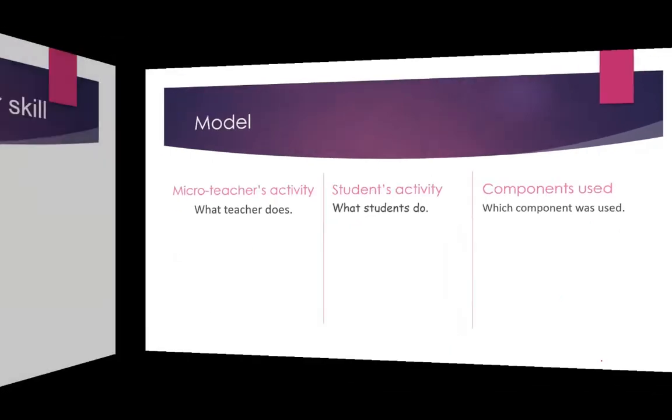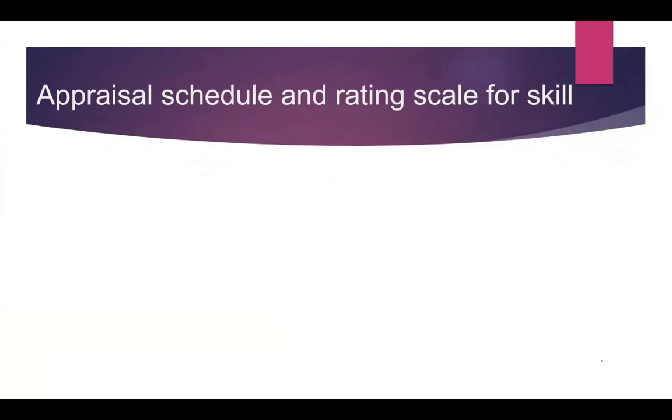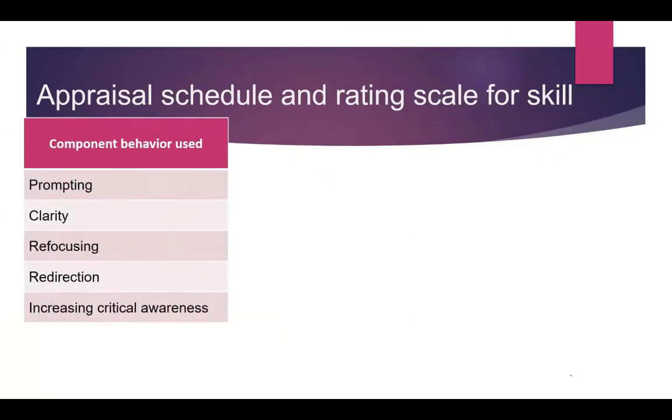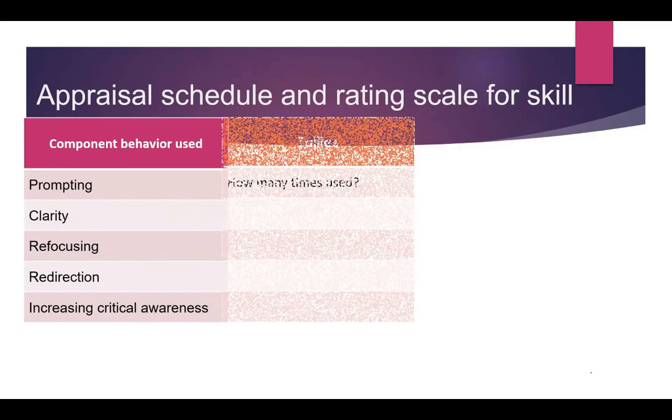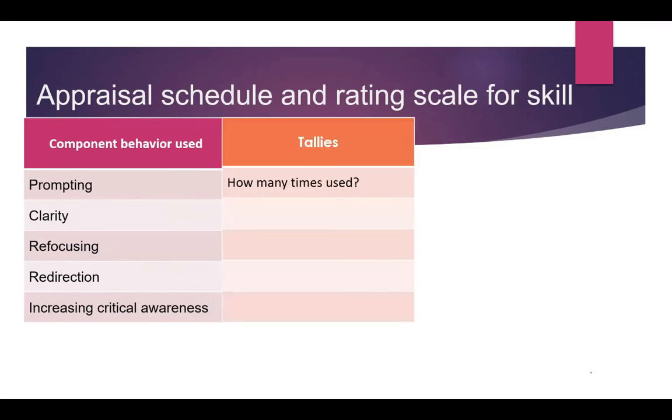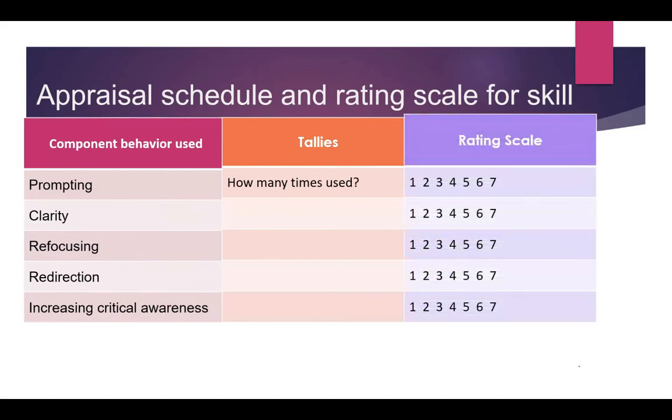And the next is how the observers will rate what you are demonstrating before them. First thing is the components used. There are 5 components used in the skill of probing questions, and how many times you have used them are the tally marks, and the rating scale is given. Remember this, that we have 7-point ratings. It may be either from 0 to 6, or like in this slide, 1 to 7. So we have the 7-point rating scale.